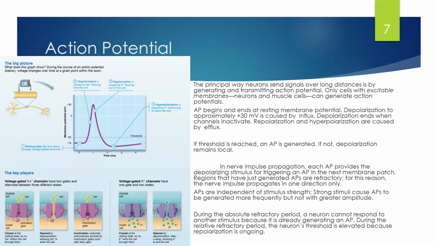And then during the absolute refractory period, a neuron cannot respond to another stimulus because it is already generating an action potential. Then when it's repolarizing, it's on its way back down. And then the other one is the relative refractory period. Is that when it is hyperpolarization? Yes. That's where it's going back to its normal state.